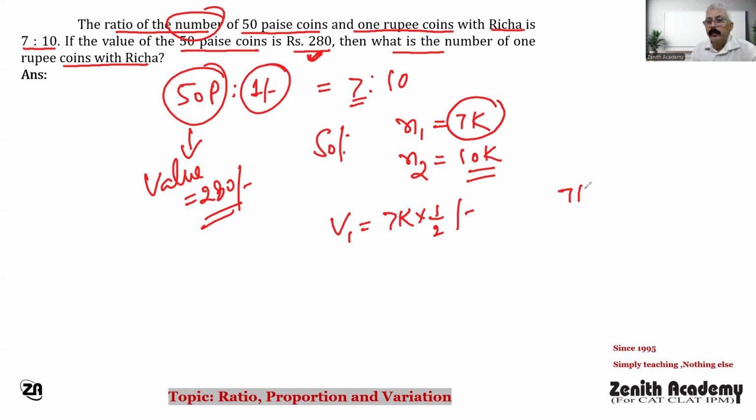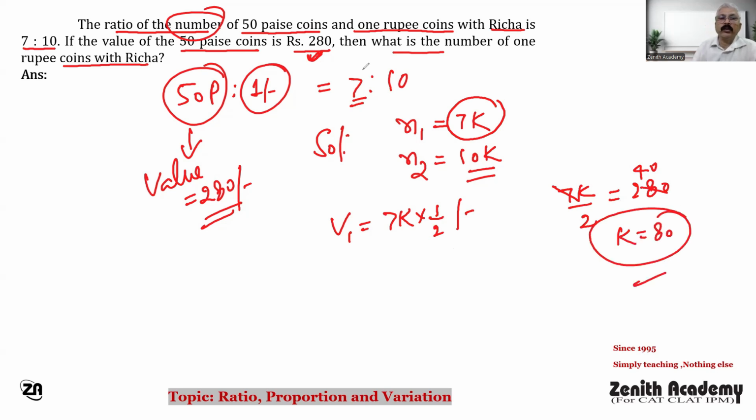So 7K by 2 is 280. It is 40. So K is equal to 80. Now the question: what is the number of 1 rupee coins? And the number of 1 rupee coins is simply 10K. So N is 10 into 80, which means N is 800. This is your answer.